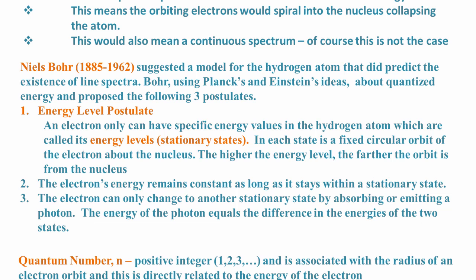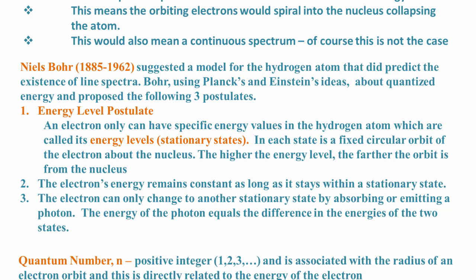The second postulate: the electron's energy will remain constant as long as it stays in a stationary state. So that makes sense because we know now that the electron does not spiral into the nucleus. So that means that as long as the electron remains in a particular energy level or a stationary state, its energy is going to remain constant.